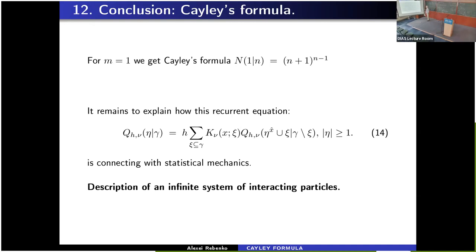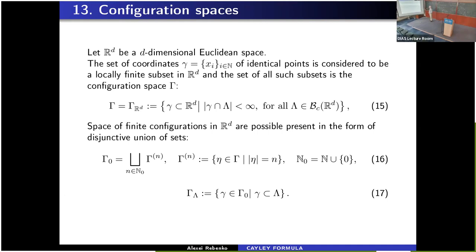So in the second part of my talk, we should explain in statistical terms how this recurrent relation can appear. So we again come back to the configuration space. Now we consider an infinite system of interacting particles in R^d, and their coordinates are x_i, gamma.